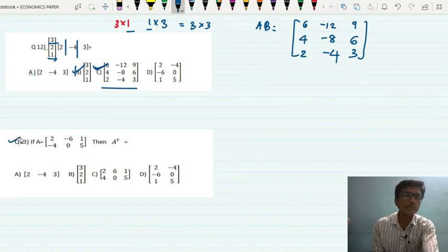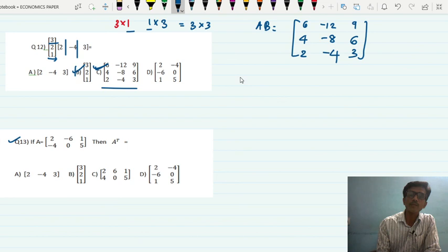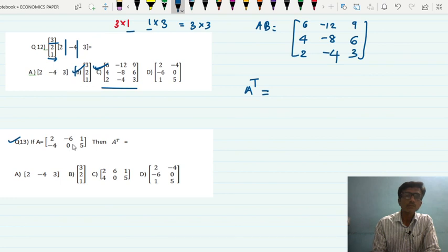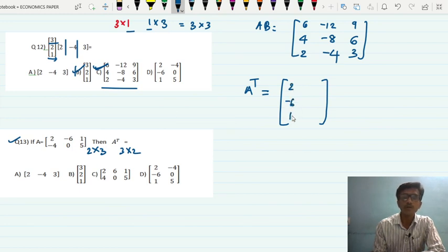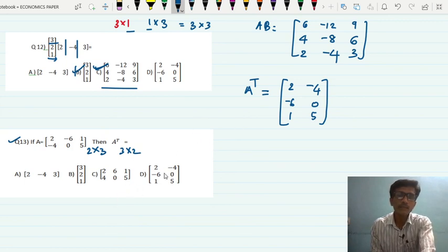Then this 13th question, the transpose of the given matrix is obtained on interchanging rows and columns. So this is a rectangular matrix of order 2 by 3. So we will be getting a matrix of order 3 by 2, 3 rows and 2 columns. First row will become first column, 2, minus 6, 1, minus 4, 0 and 5 is the transpose of this given matrix. So we will be having here this D option.